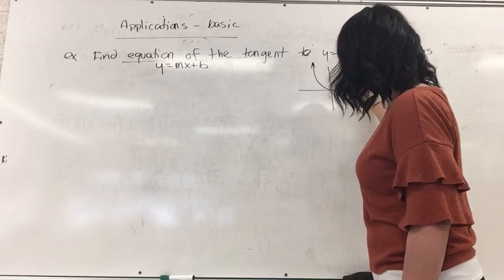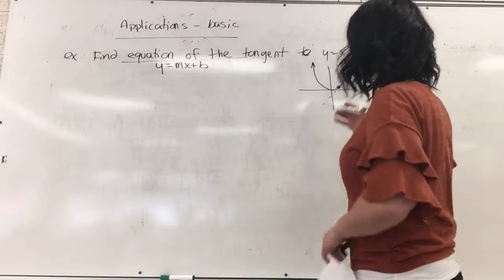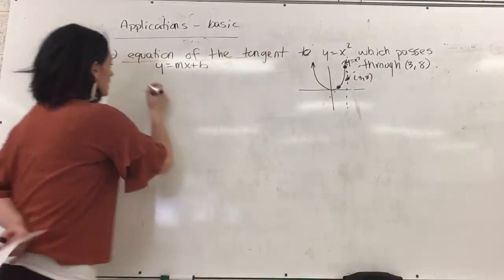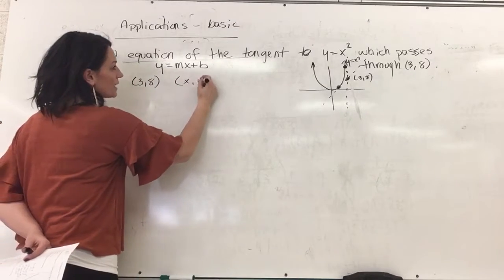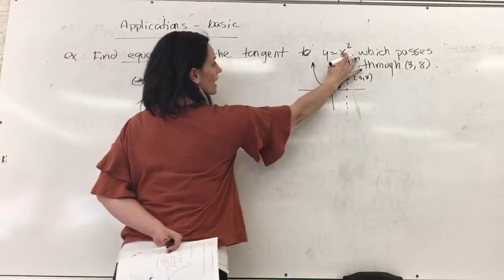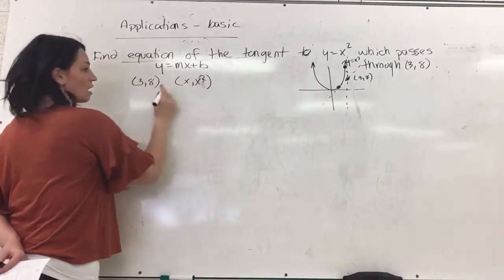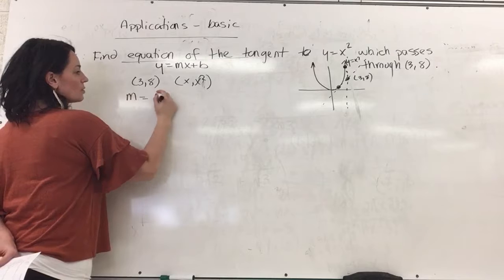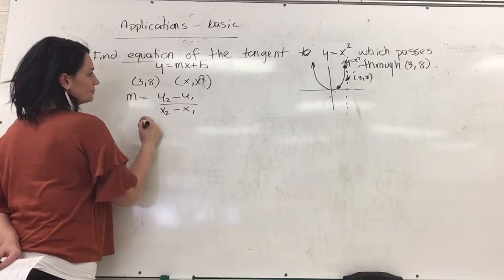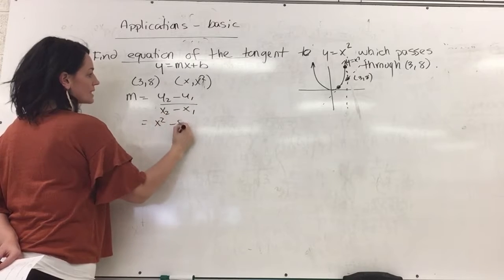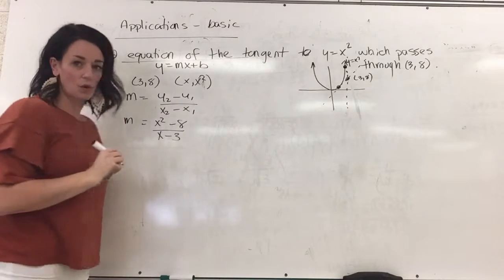To find the equation of the line, I need slope. How do I find slope? Rise over run, y2 minus y1. Well, I have one point, I have (3, 8). But I actually have another point. I have the point (x, y), but instead of writing y, let's write x squared. So I have 2 points on that line. So m equals y2 minus y1 over x2 minus x1, so x squared minus 8 over x minus 3. That's the equation for slope.